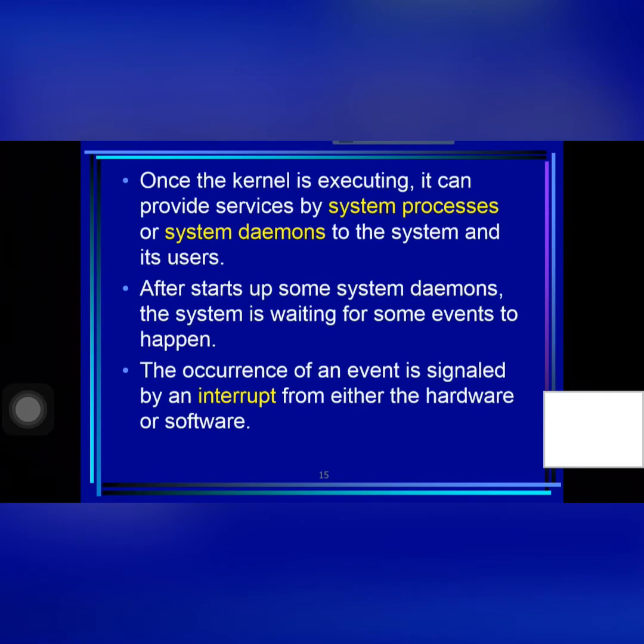The occurrence of an event is usually signaled by an interrupt from either the hardware or the software. Hardware may trigger an interrupt at any time by sending a signal to the CPU, usually by way of the system bus. Software may trigger an interrupt by executing a special operation code, a system call, also called a monitor call.